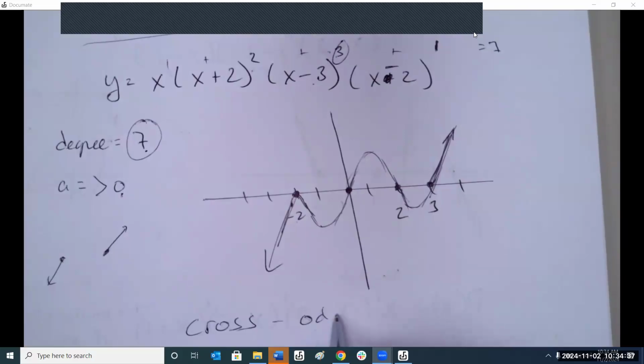Cross on odd multiplicities, bounce on even.